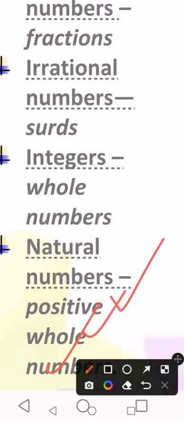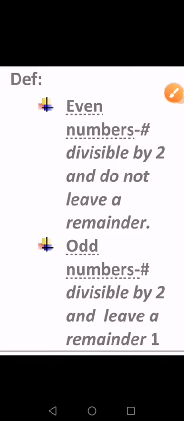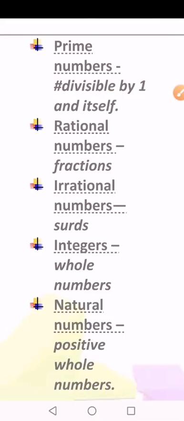So I hope you understood. This is all I have on sets of numbers. If you have any question, just let me know so that I can shed more light, okay?